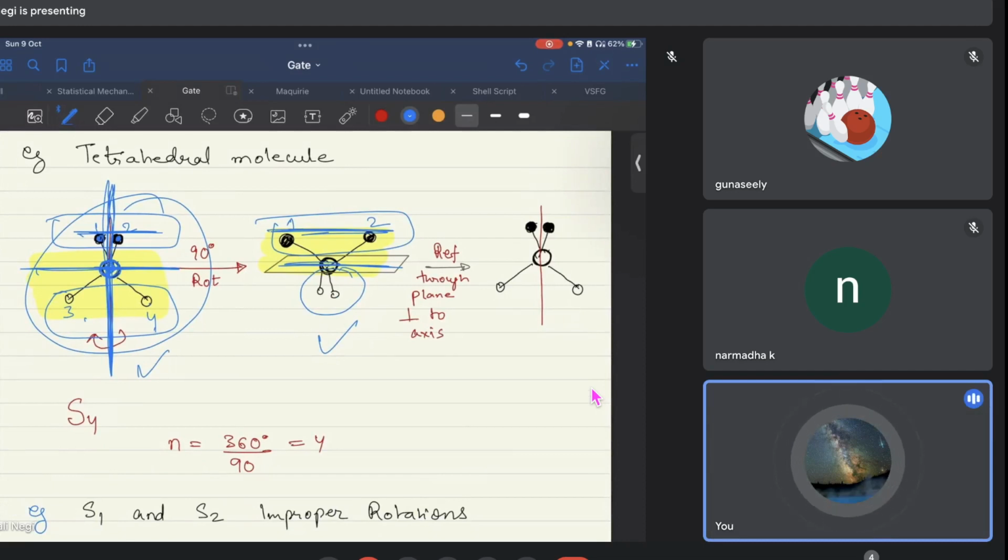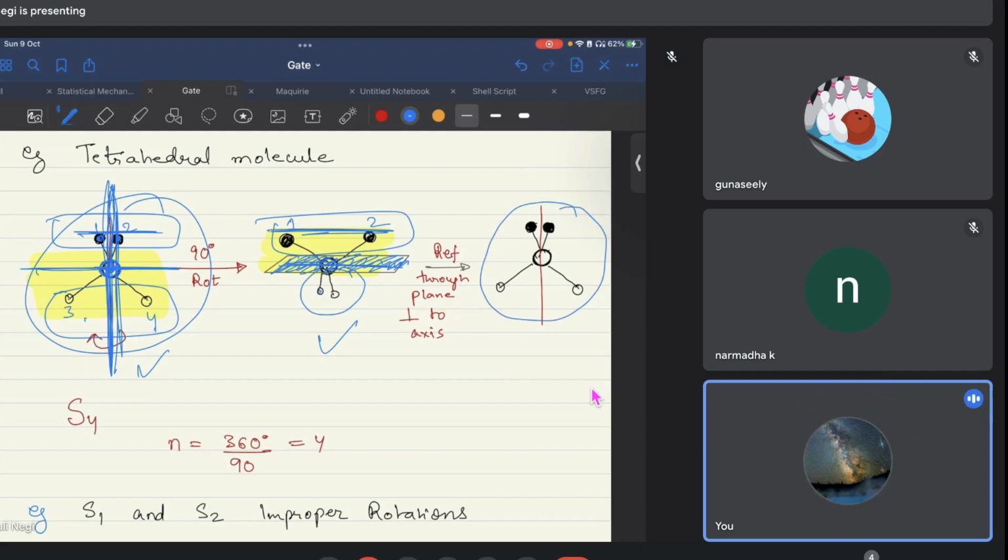So this particular rotational axis will have a plane. So this is the plane. Okay, so this plane will be perpendicular to the axis, and now this will do the reflection. So Gunasli, this is very important. So when it is doing the reflection, I am getting back the configuration.